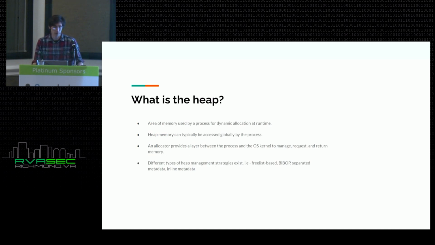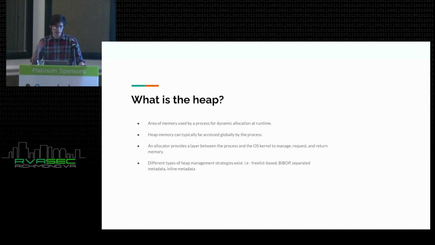All right, so what is the heap? Essentially, the heap is an area of memory used by a process for dynamic allocation at runtime. What we mean by that is when a process is handling memory and allocating memory, it either knows how much it needs to allocate or it doesn't. When it doesn't, it has to do this dynamically. For example, if you're working with an image processing program and you get an image from a user, you don't know how much memory you're going to need until that user gives you that image.